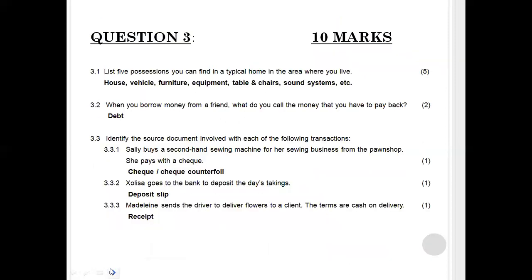Question 3, also for 10 marks. 3.1 is saying list 5 possessions you can find in a typical home in the area where you live. So you can just basically look around you and find 5 possessions. Okay, that is basically going to be assets. So I've mentioned a few there: house, vehicle, furniture, equipment, table and chair, sound system, etc. So if you're uncertain, ask me, but any 5 things you mention count for 5 marks.